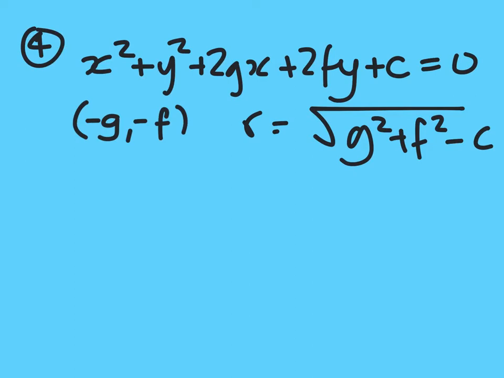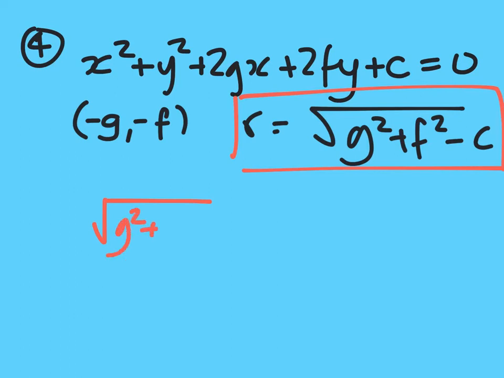Now, the only thing that can be a problem with a circle is the radius. If a circle doesn't have a radius, it's obviously not a circle. So we therefore need to know that the square root of g squared plus f squared minus c must equal something bigger than 0. If it's not bigger than 0, then it can't be a radius.